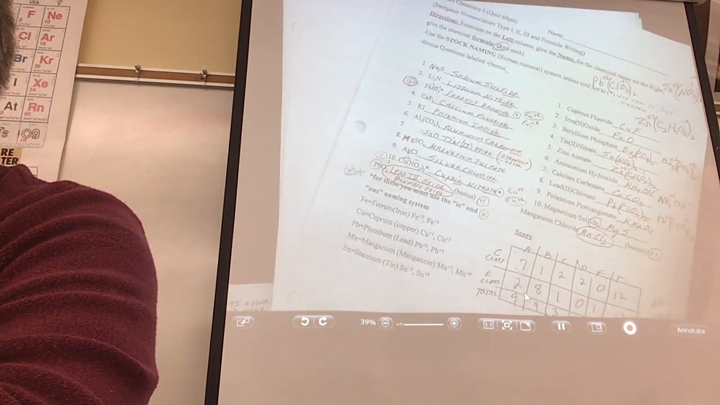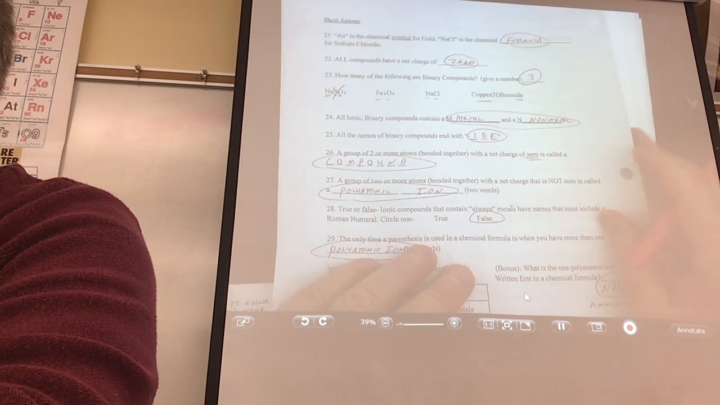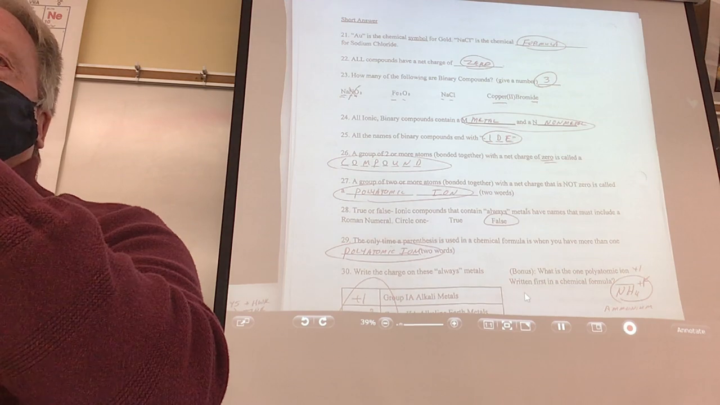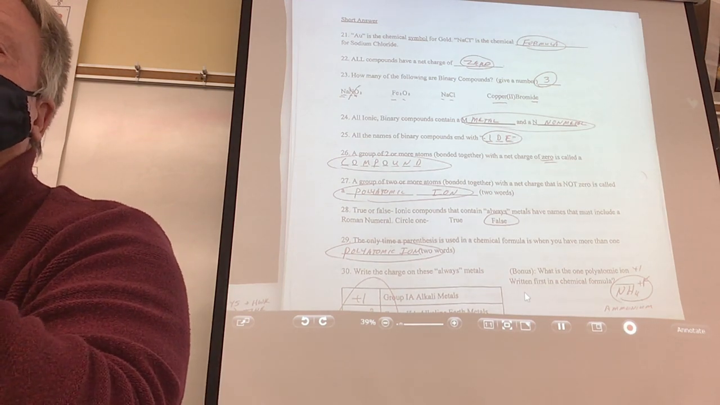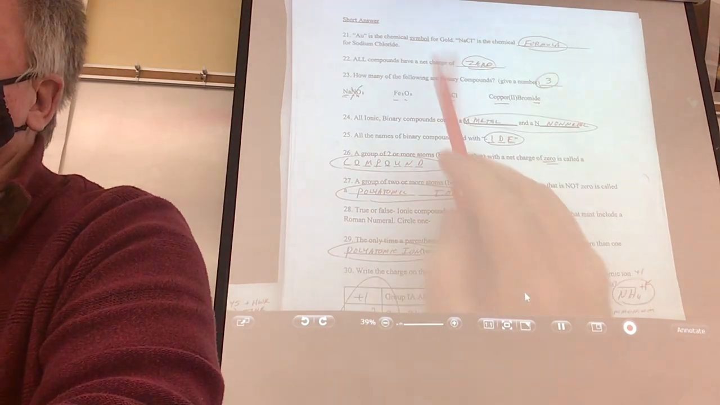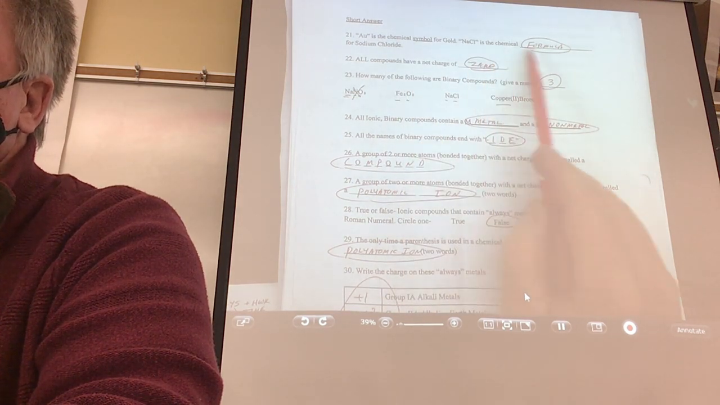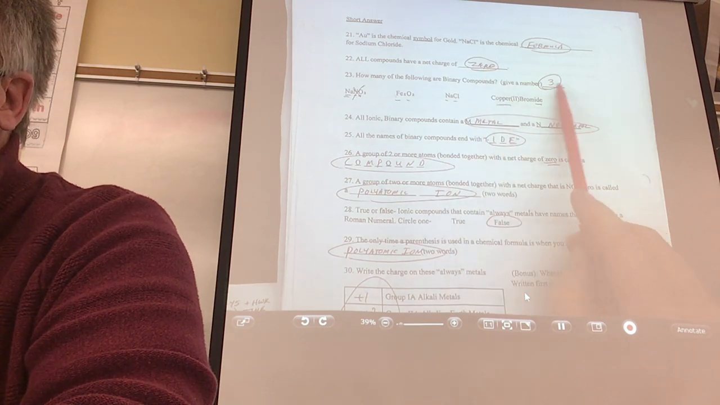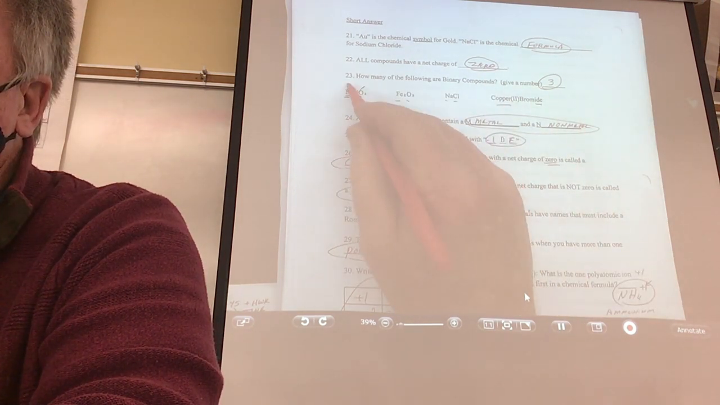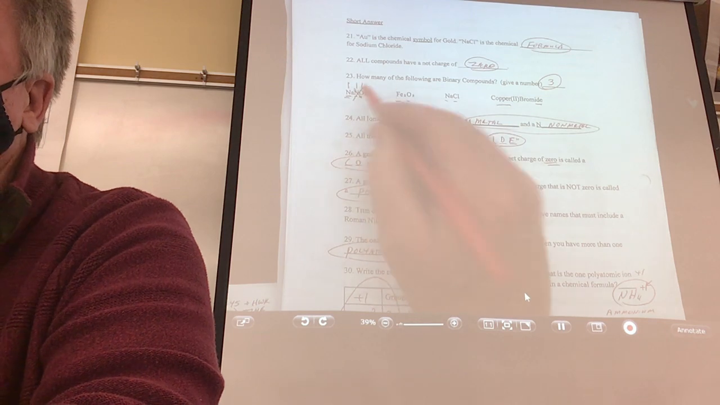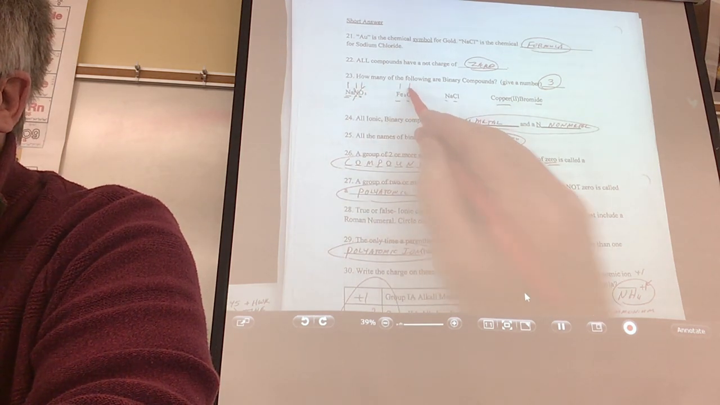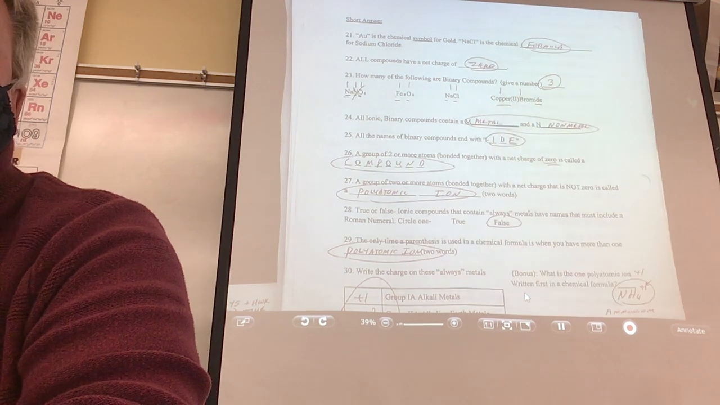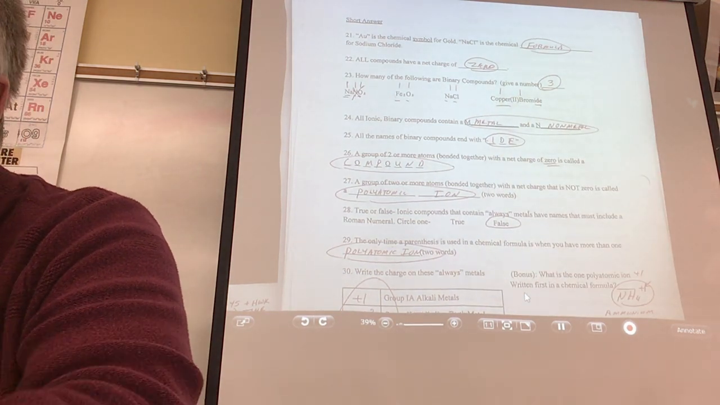All right, let's go in the back here. What is this chapter about? How do you name compounds, and how do you write what? What do they call this thing? You don't call it a chemical symbol, you call it a formula. So it has to be formula, it can't be compound. All compounds have a net charge of 0. How many of these are binary? 1 element, 2 elements, 3 elements. Nope. 1 element, 2 elements, binary. So 3 of those were binary.